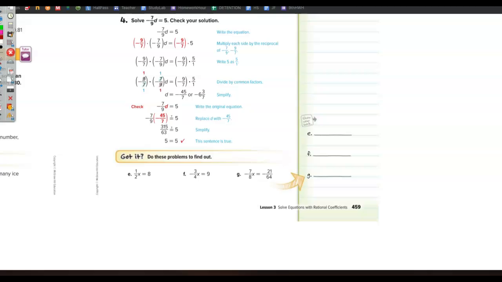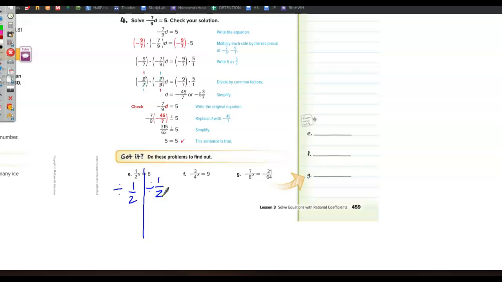First one, what operation are 1/2 and 8? Multiplication, so what's the opposite? So I divide by what number? 1/2. How do you divide fractions?